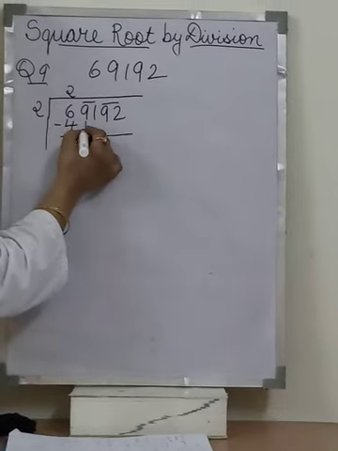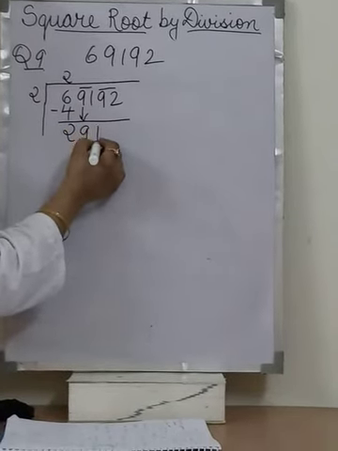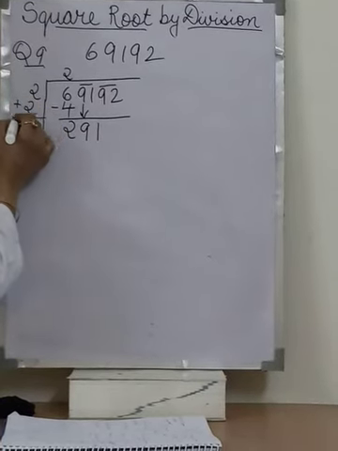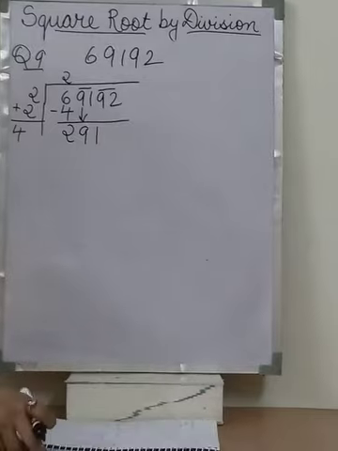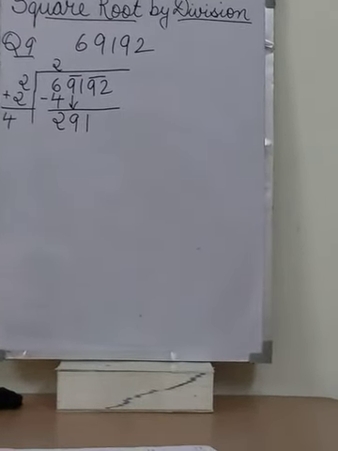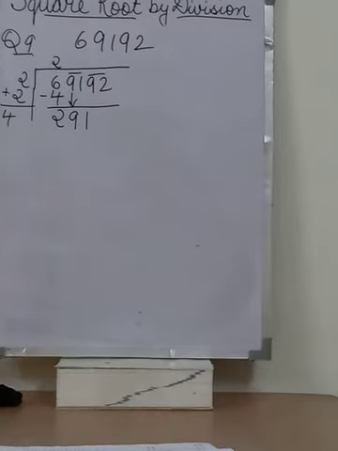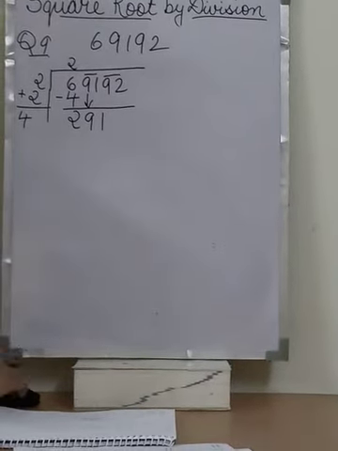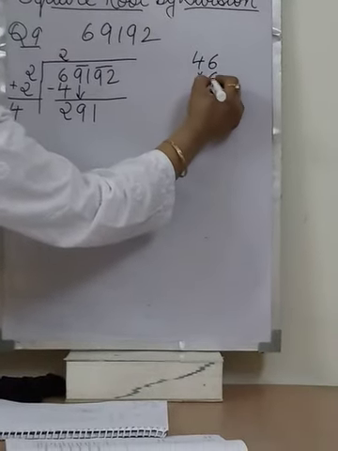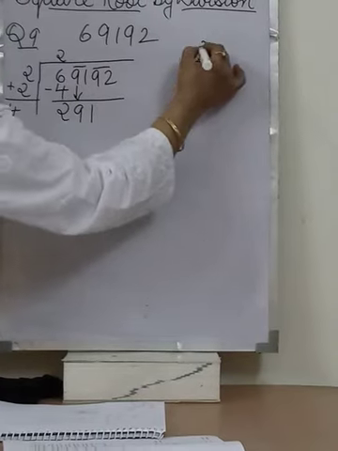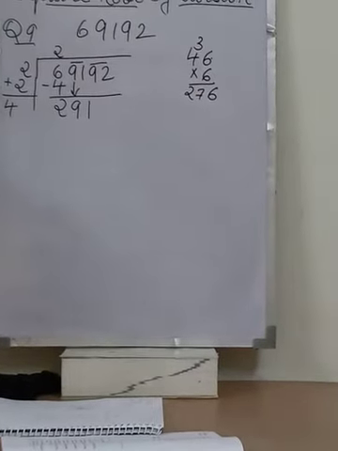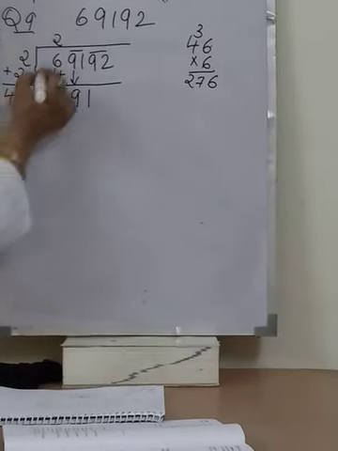So for the new dividend, we copy down 91. For the new divisor, we add 2. Now in front of 4, we have to keep any such number which is closest to 291. Which number is it closest to? 40? I write 6. 6 6s are 36, 3 24, and 3 27. It is 276. So I write 6 here.